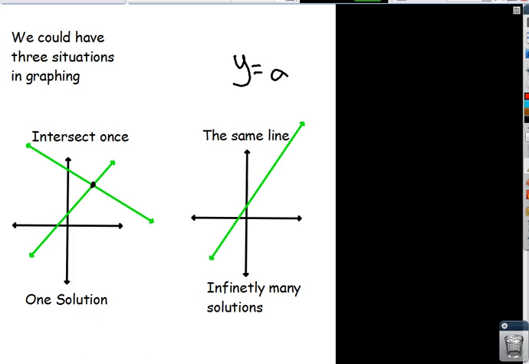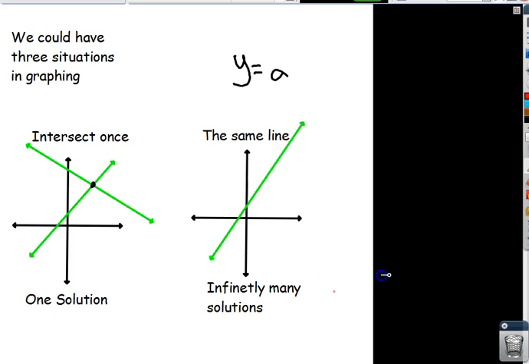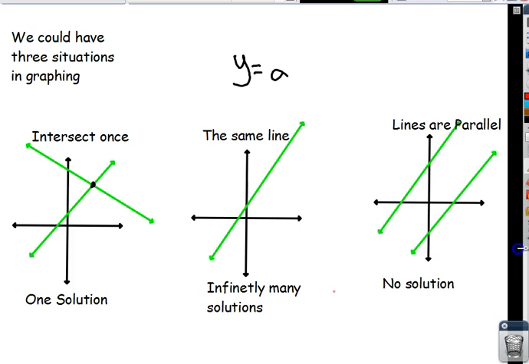So I have one solution, I have infinitely many solutions, and then lines are parallel to one another, which means I have no solution. What that means is I have two lines that never cross. So there is never an intersection, which means for me that I never have a point on one line, an x value giving me a y value, that will work on the other line.